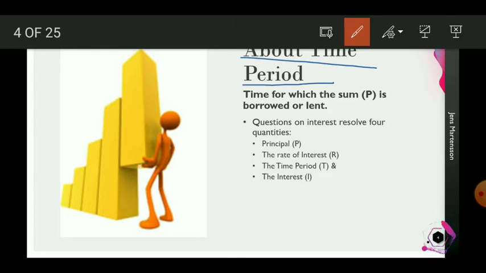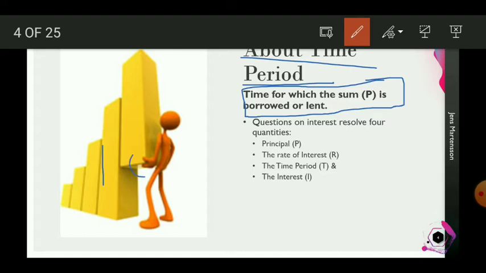Another topic is the time period. Now we are going to learn about time period. Time is for which the sum is borrowed or lent. If I said it is invested for 2 months, I will have a rate of interest twice. If I borrowed and the rate of interest on my borrowed amount for 2 months is 10%, I have to pay the lender 10% of my borrowed money. So I have to actually pay more, right?